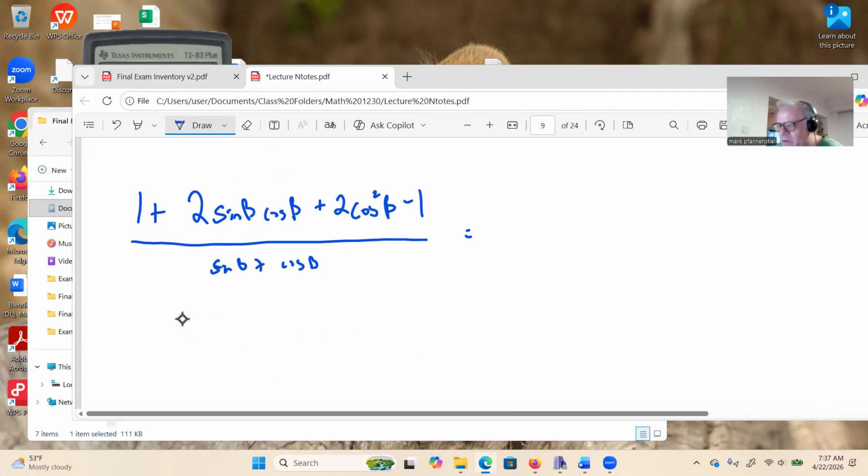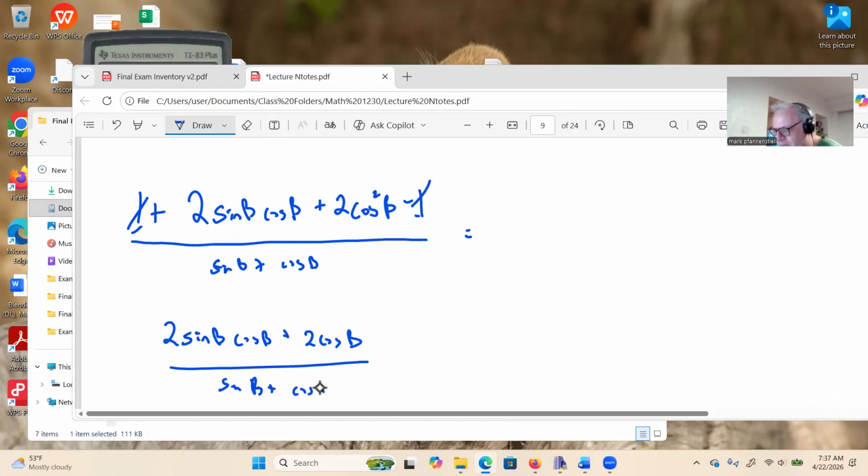All right. So what are we doing next? We have this one and this one. These are going to cancel. So I have 2 sine beta cosine beta plus 2 cosine beta divided by sine beta plus cosine beta.